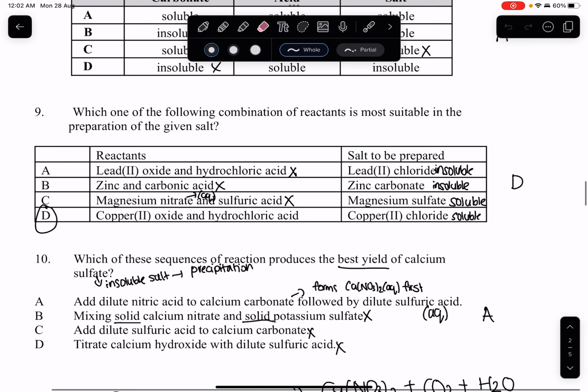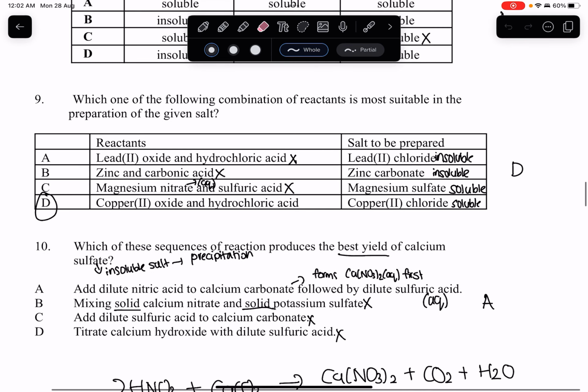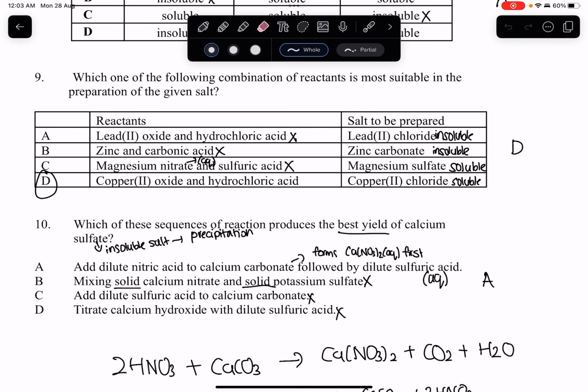Question 9. Which of the following combinations of reactants is the most suitable to prepare the given salt? First we check the salt to be prepared. You notice that lead(II) chloride is insoluble and zinc carbonate is insoluble. They need to be prepared by precipitation, so A and B are out.